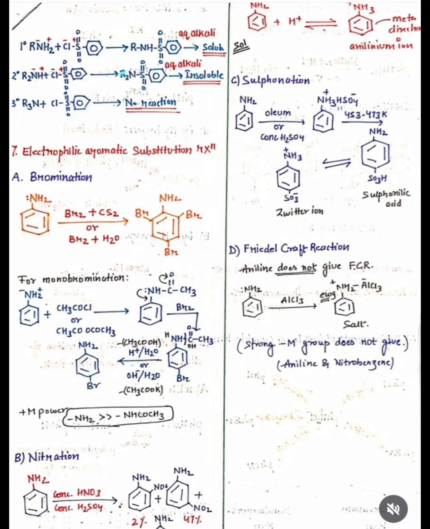Third electrophilic substitution reaction of aniline is sulfonation. When aniline undergoes sulfonation in presence of concentrated H2SO4 as a sulfonating agent at 453 Kelvin to 473 Kelvin temperature, it first gives sulfanilic acid as a product, which exists in the dipolar ion form, which is also called the Zwitter ionic form.